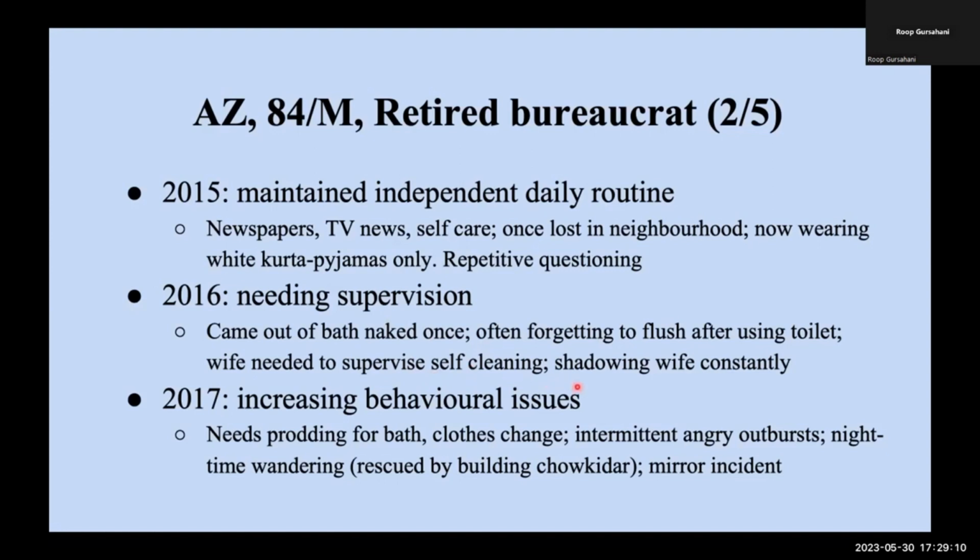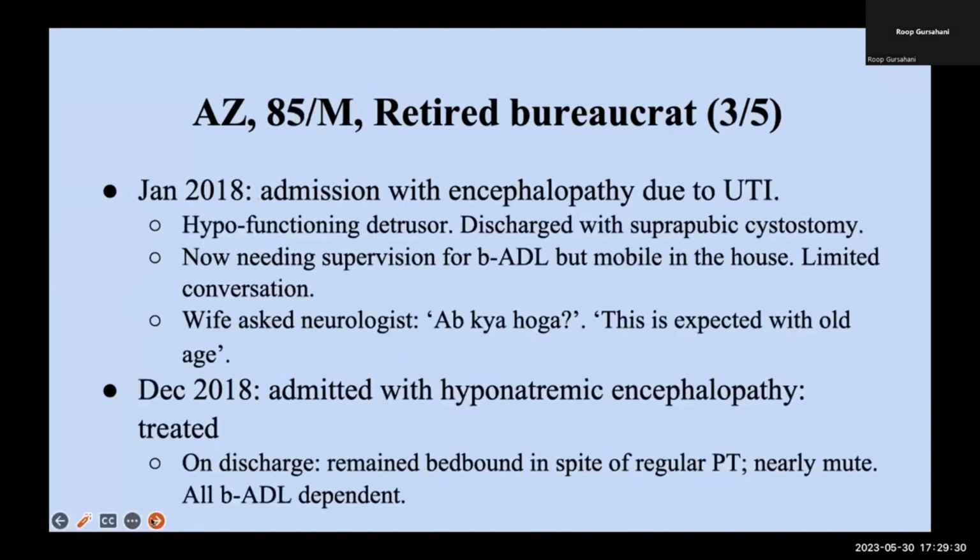Wife needs to supervise, and he irritates his wife because he shadows her constantly. In 2017, he starts having intermittent angry outbursts, doesn't like taking a bath or changing his clothes. Once he wandered outside the building at night, and the building chowkidar just saw him in time before he was opening the outside gate. And in the beginning of 2018, he got admitted with urinary tract infection, found to have a hypofunctioning detrusor, and when he was discharged, he had a suprapubic cystostomy.